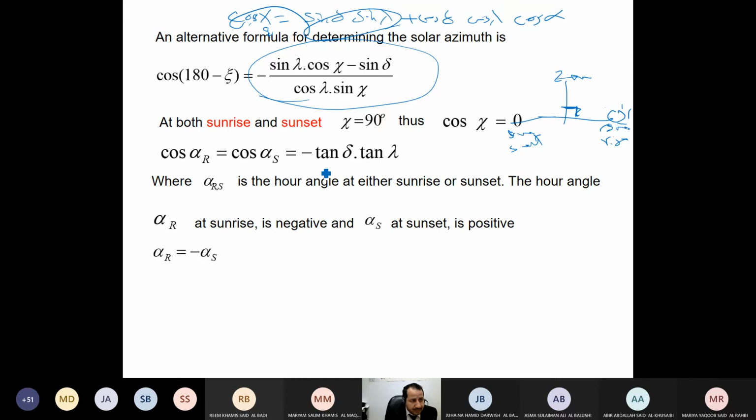Which says cosine alpha for rise or for set, they are equal, because also from the other side it's 90, equal minus tan lambda tan delta. Very easy, it's simplified. So if I have delta and lambda, usually given to you because they told you the location, they give you lambda. And delta, if they tell you the date, you can't calculate it directly.